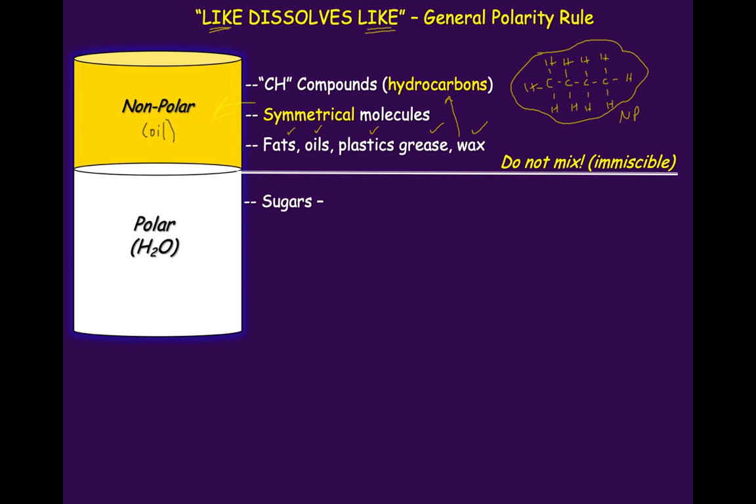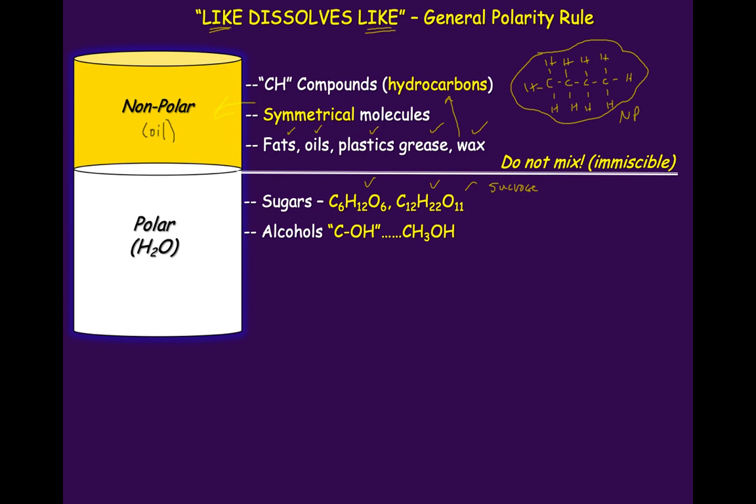Now, if you go to the polar layer, what kind of things in real life would dissolve in the polar layer, mix with the polar layer, or attract to the polar layer? Sugars. Typically we're talking about glucose and sucrose. Sucrose is regular table sugar, and of course we should know what glucose is. These are two good examples of sugars.